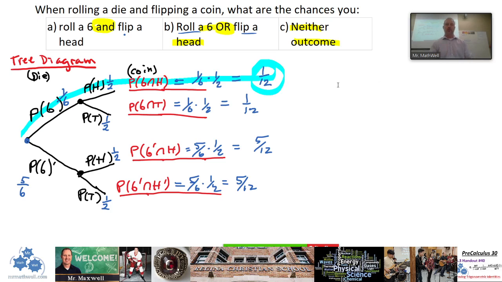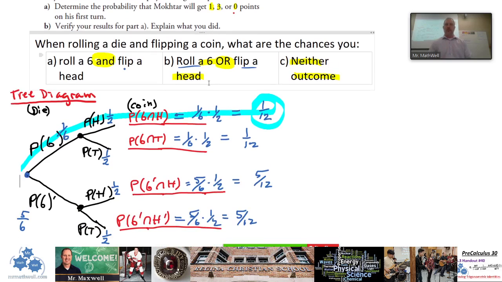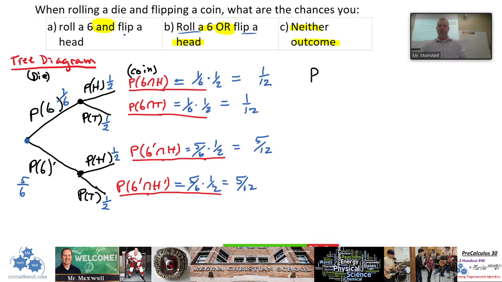1 out of 12. Okay, you good with that? So that's both outcomes. So let's do the probability of 3 points. The probability of 3 points is 1 out of 12, because that's where you get a 6 and a head.